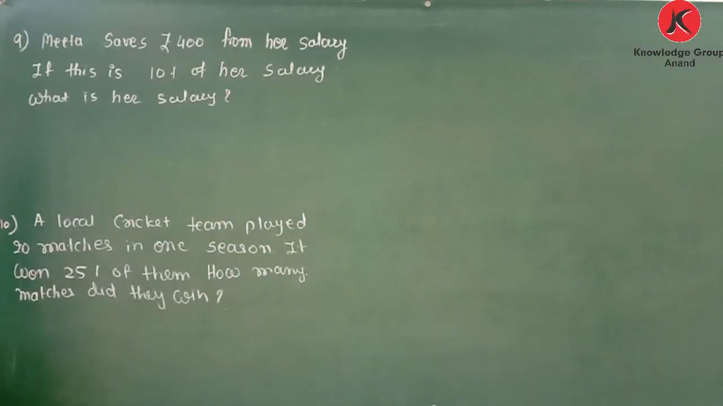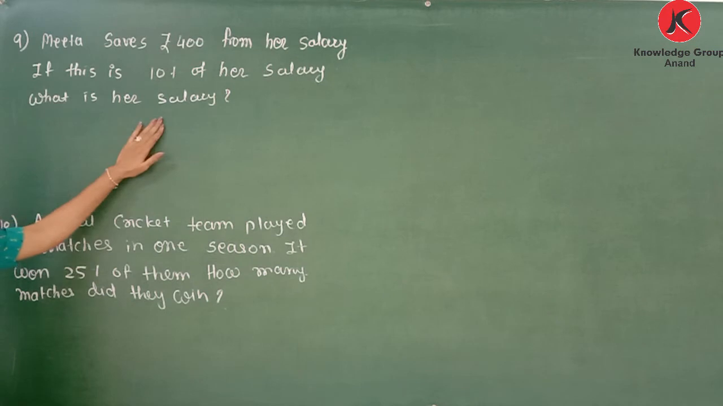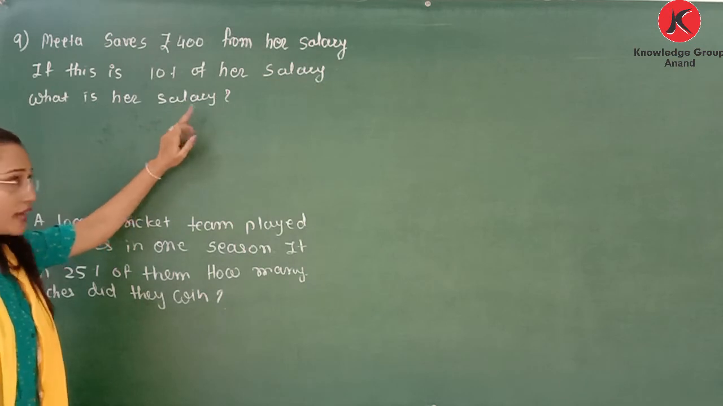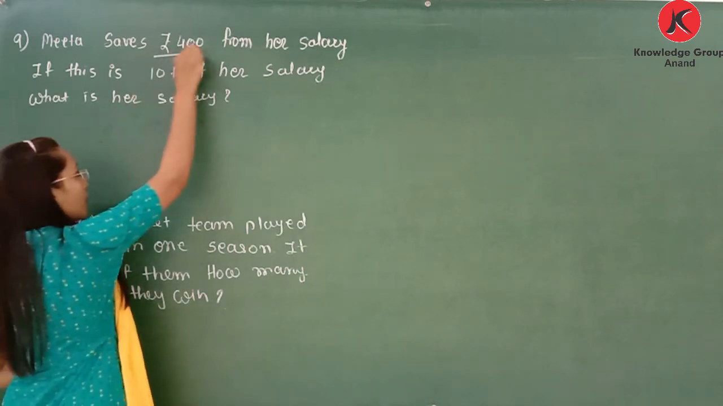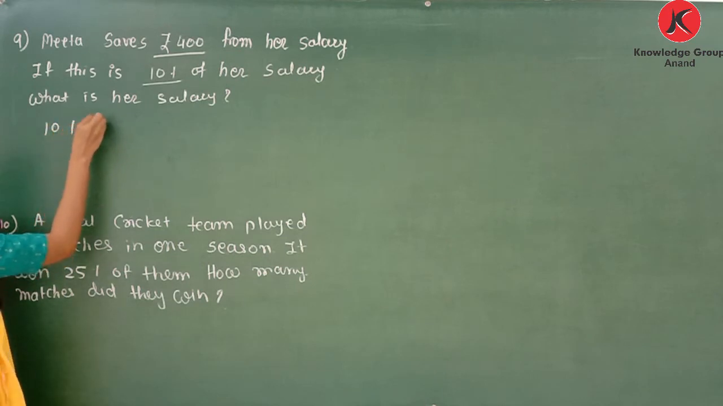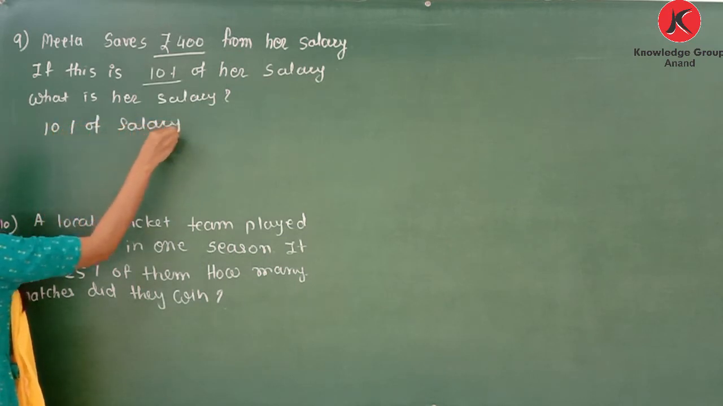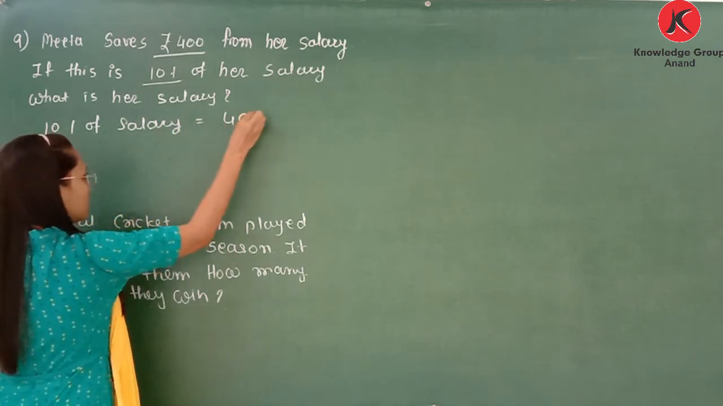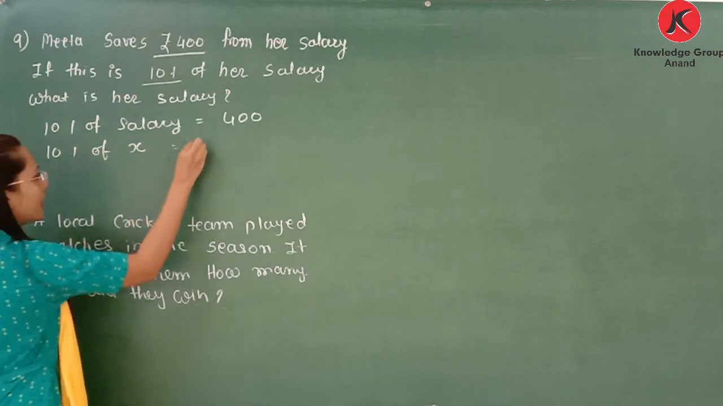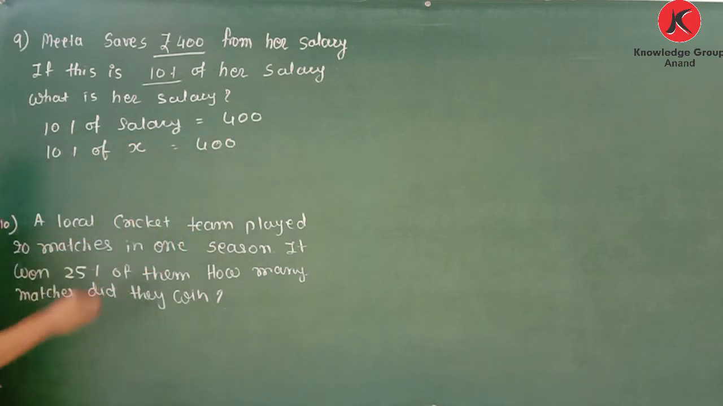Now example 9. Meeta saves rupees 400 from her salary. If this is 10% of her salary, what is her salary? It means Meeta saves 10% of her salary, and that is 400. So this is the saved money and this is the saved percentage. But what is her total salary, that we need to find. So we can write 10% of salary, that is the saved amount, is 400. So 10% of X, because the salary is not given to us and that we need to find. So it is equal to 400.